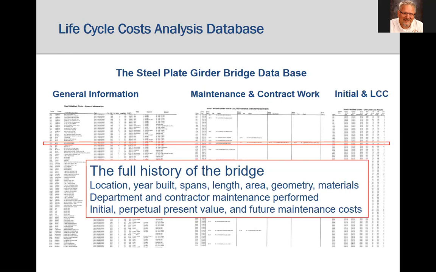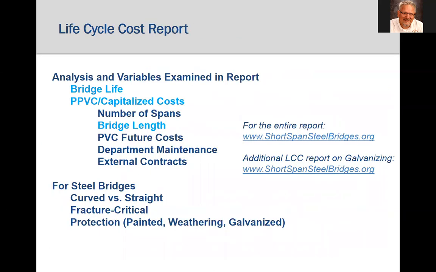The studies and the final report were produced from this database for the 5 different types of bridges. The report considered bridge life and capitalized costs, where the capitalized costs were studied for several variables as shown here. Total capitalized costs, dependent on number of spans, dependent on bridge length, looking at the present value costs of only the future costs, looking at the present value costs of department maintenance, looking at present value costs of external contracts.